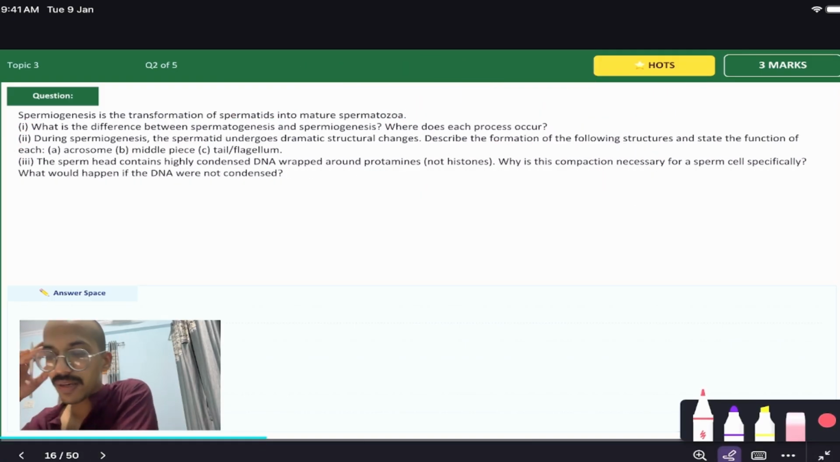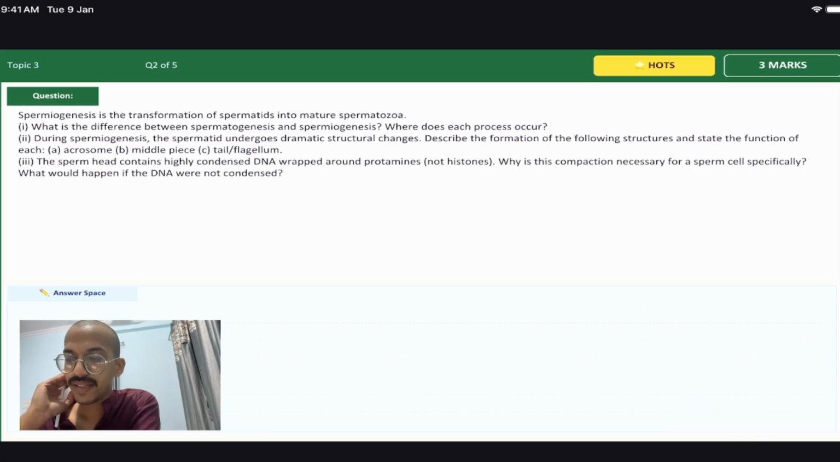Okay, next is spermiogenesis, the transformation of spermatids into mature spermatozoa. What is the difference between spermatogenesis and spermiogenesis? What does each process do, and where does it occur? Very easy question. Spermatogenesis is the whole process. Spermiogenesis is the process of formation of spermatozoa from spermatids. Where does this occur? Spermatogenesis occurs in the seminiferous tubules, whereas spermiogenesis occurs between the ducts and the epididymis.